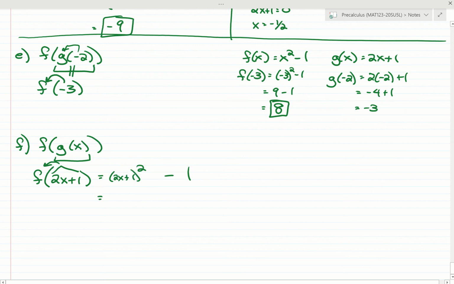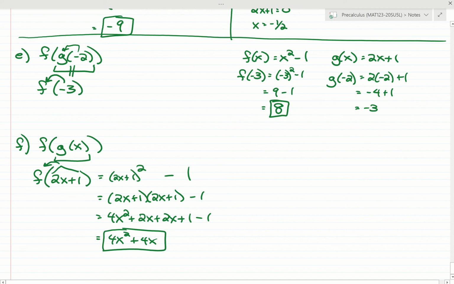All right, we have to FOIL that out. So this would be 2x plus 1 times 2x plus 1, which would be 4x squared plus 2x plus 2x plus 1 minus 1, which is 4x squared plus 4x. That would be our answer.